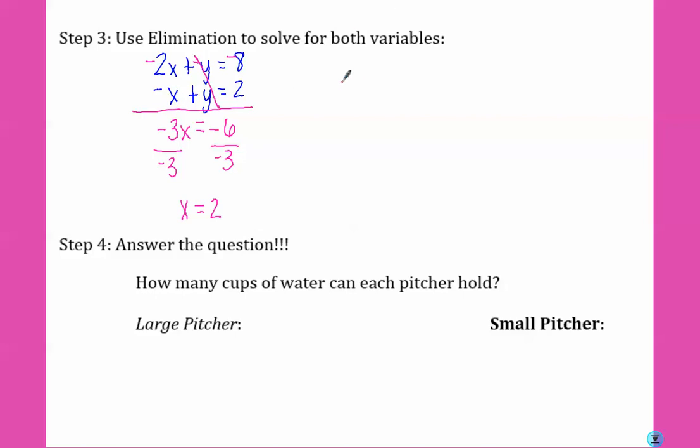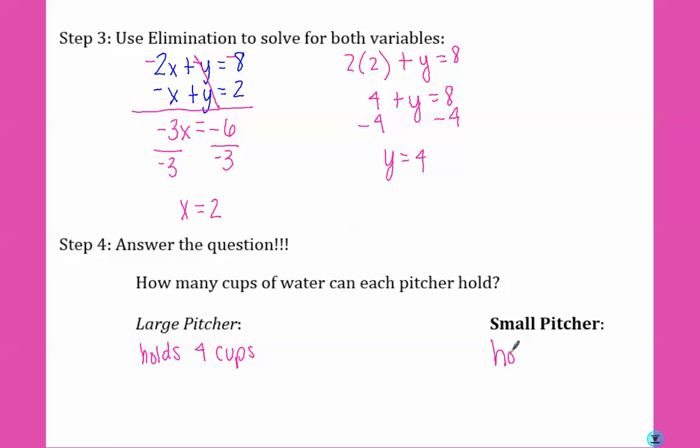Plug that back in. Positive 2 times 2 plus y equals 8. 2 times 2 is 4, plus y equals 8. Subtract 4 on both sides, and I get y equals 4. So, how many cups of water can each pitcher hold? A large pitcher holds 4 cups, and the small pitcher holds 2 cups.